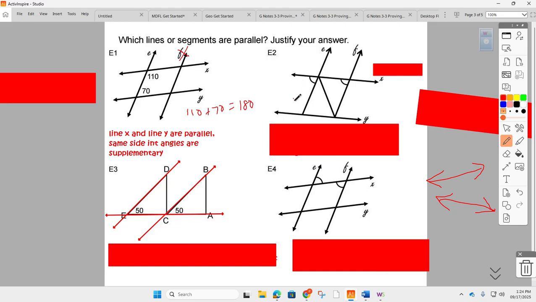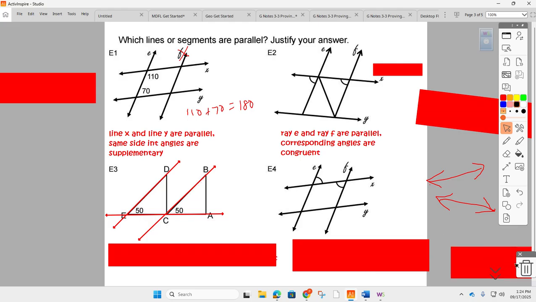Not X, Y. Y is not part of that angle. You have to look at which lines are making the angle: line E and line X, line F and line X. So the ones that are parallel are going to be E and F, and these are rays, so we're going to write ray E and ray F are parallel. Corresponding angles are congruent.